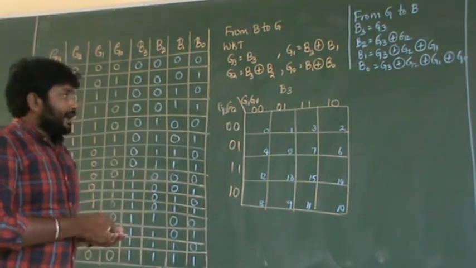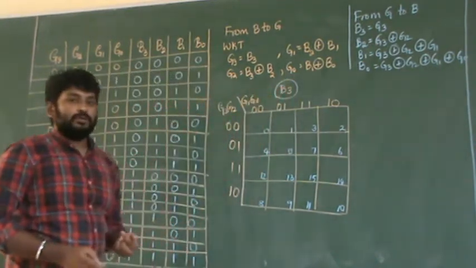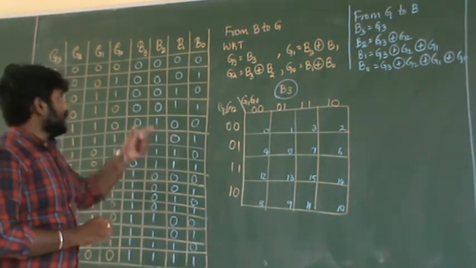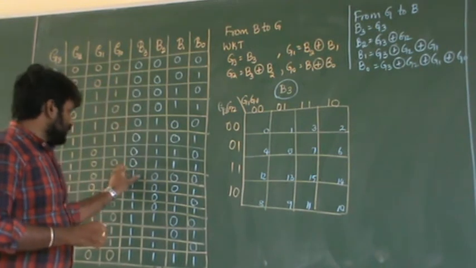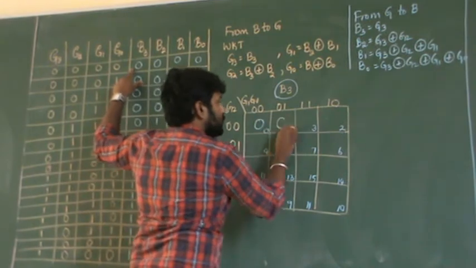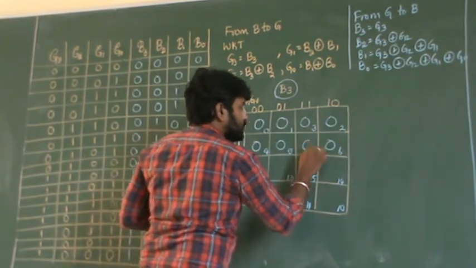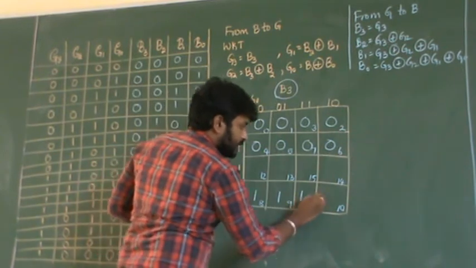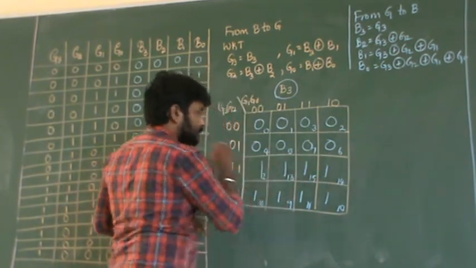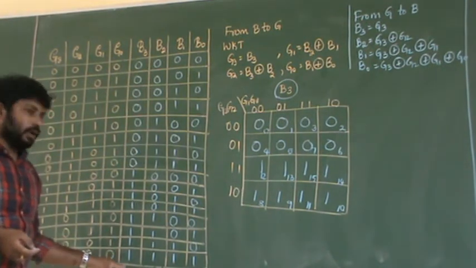Now I have to get the expression for B3. If I want to get the expression for B3, whatever values are there in B3, just copy them down. Okay? So 0, 0, 0, 0, 0, 0, 0, 0, 1, 1, 1, 1, 1, 1, 1. Right? So this is what is there in this particular column.